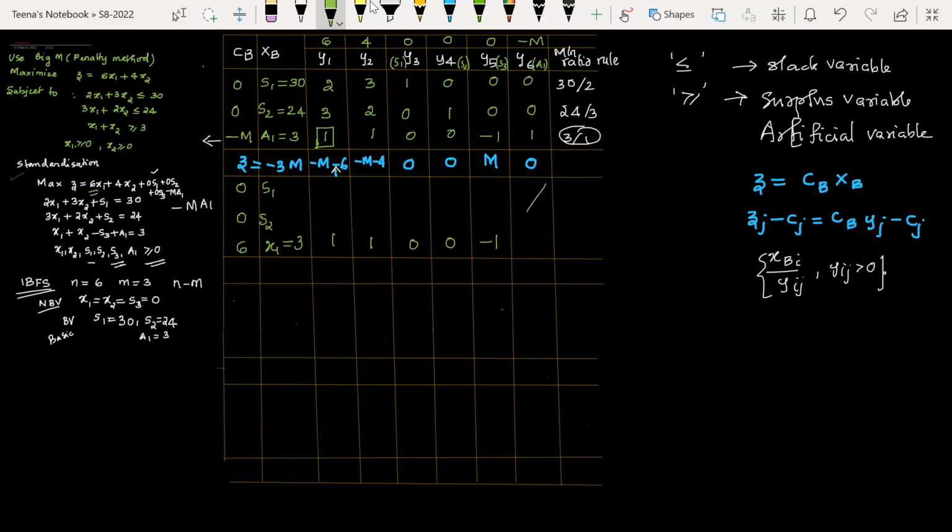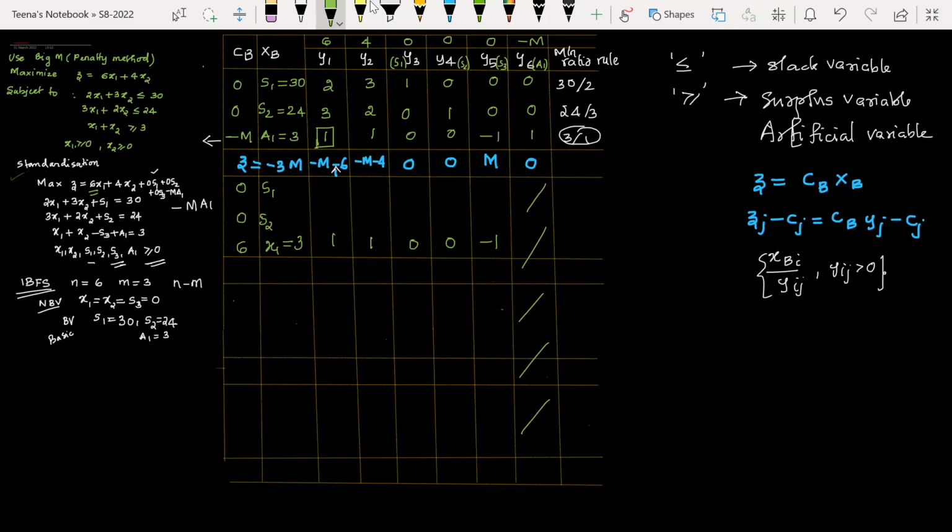I am just leaving this last column because this last column corresponds to A1, and A1 has already left the basis and it will never re-enter the basis because we have given a cost minus M, where M is a very big positive quantity. Okay, so that's why we say that it will never re-enter the basis. So it's not mandatory that you have to compute this column again. So we are just crossing it off. Now let us modify the remaining rows.